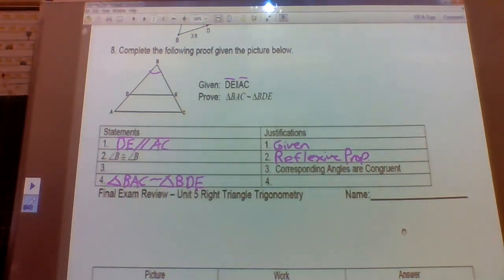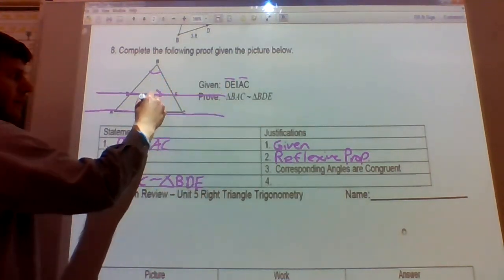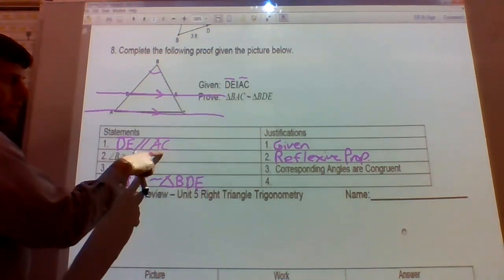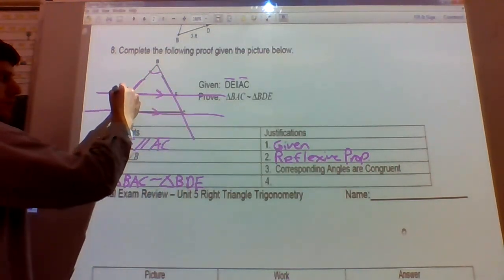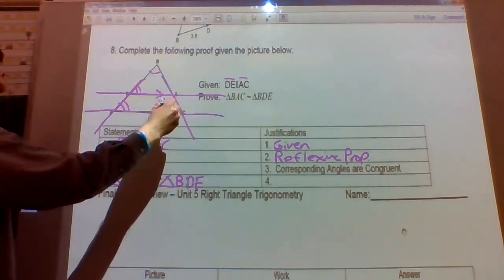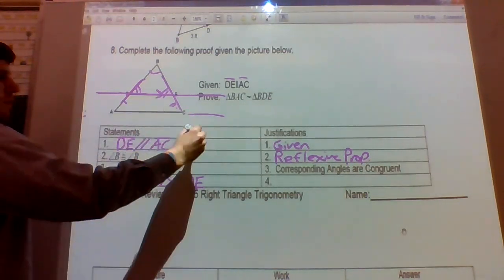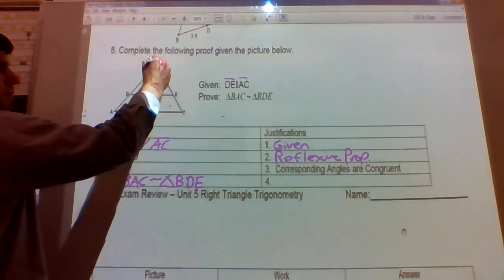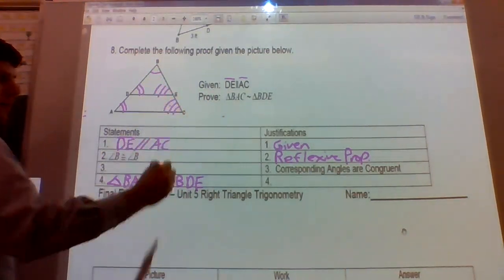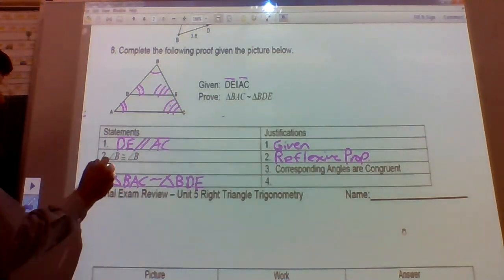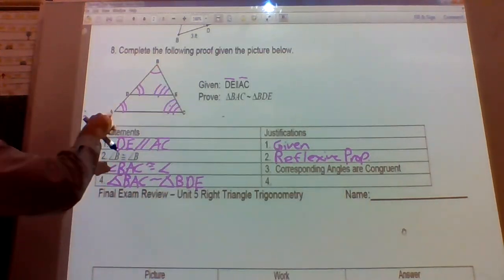And then we just said corresponding angles are congruent by the corresponding angles theorem. So we have two parallel lines given to us. We're given that DE and AC are parallel. So here are our transversals, and corresponding angles are congruent. We can use either pair we want. Let's erase this so we can see what the actual letters are. We can pick these two by the corresponding angles theorem, or these two. So angle BAC is going to be congruent to angle BDE.